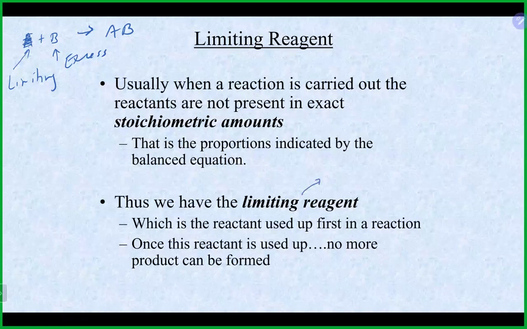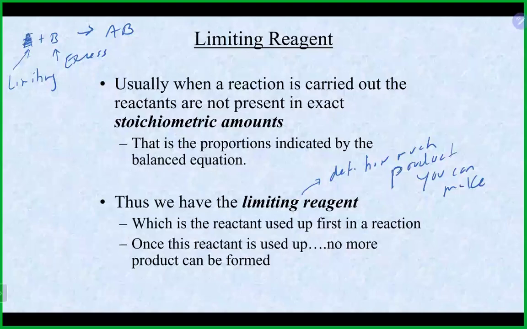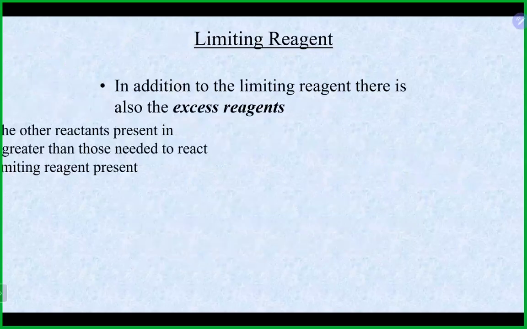So this is the most important. It determines how much product you can make, because once it is used up, there is no possible way for you to make any more product as a result of it. And again, that's why we always do calculations of how much product we would make based off of the limiting reagent, because once it's gone, no chance to make any more products.